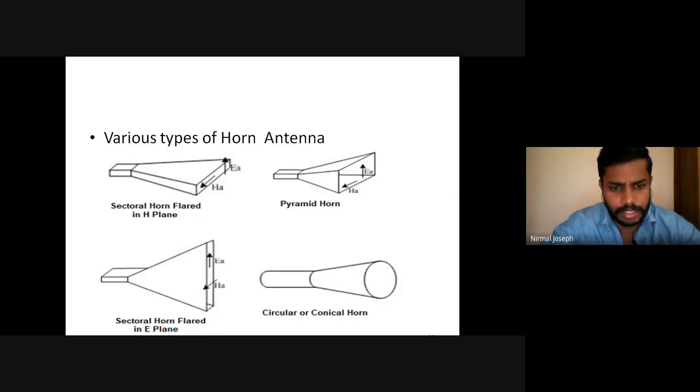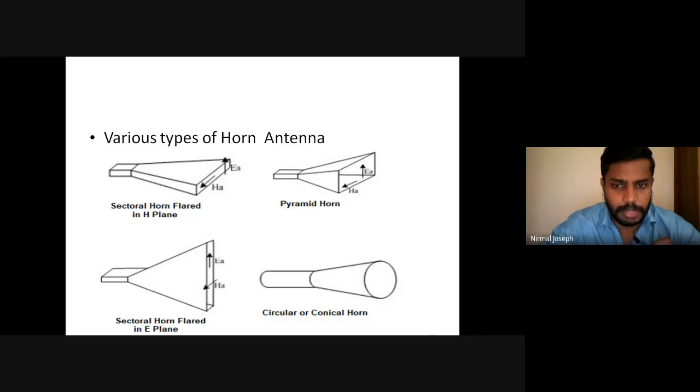Here E is perpendicular. So what is to be done here? It should be flared in the direction of E. What was the width before? The same width is retained, but the height, that means in the perpendicular direction, is flared. The height is increased. So we can say that this is a sectorial horn flared in the E plane, or E plane horn antenna.